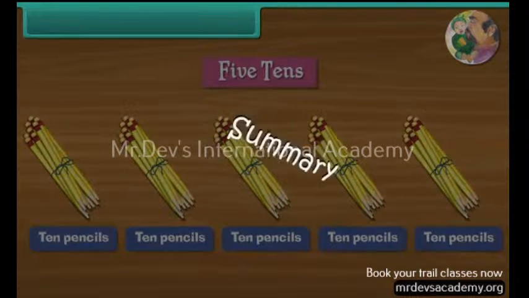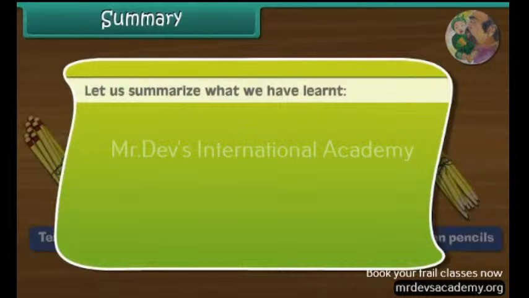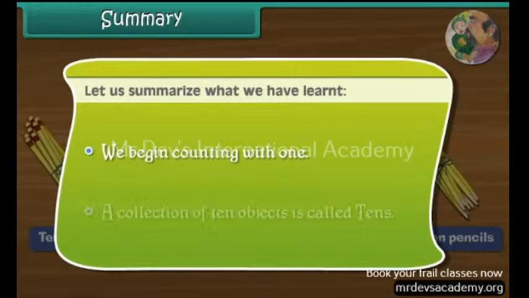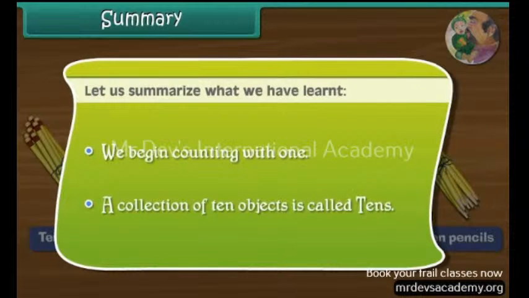Summary. Let us summarize what we have learnt. We begin counting with 1. A collection of 10 objects is called tens.